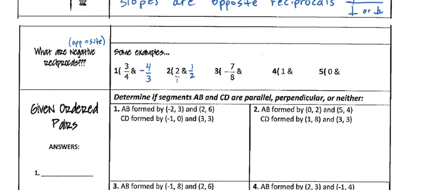Oh, not a half. Negative a half, right? You got to have that opposite sign. For number 3, the opposite reciprocal would be positive 8/7, right? It was negative and now it's positive, fraction flipped over. For number 4, well, remember that's like 1 over 1. So the opposite reciprocal of that would be negative 1 over 1, which is just negative 1.